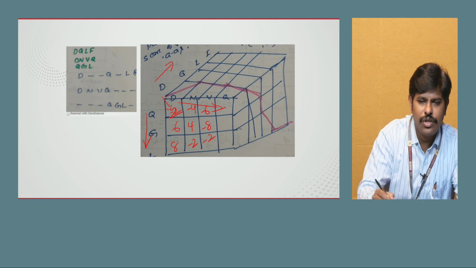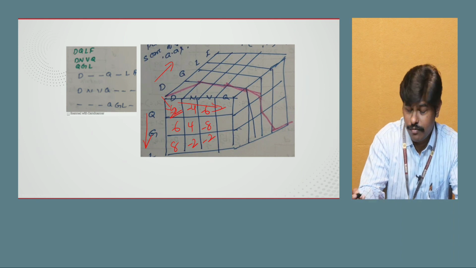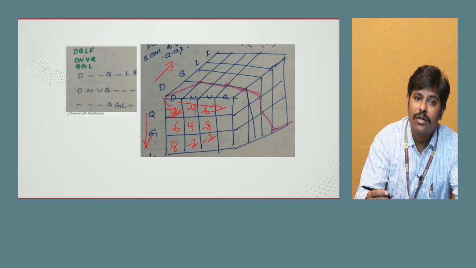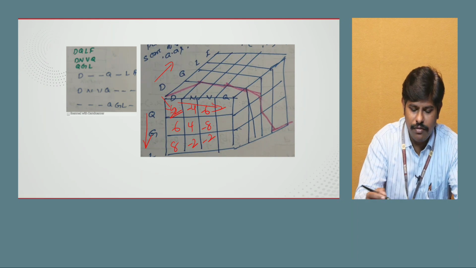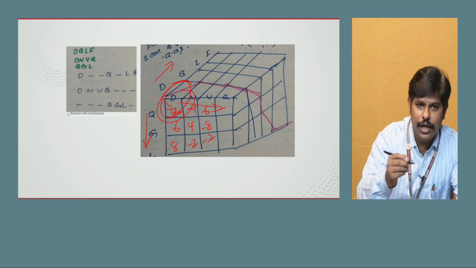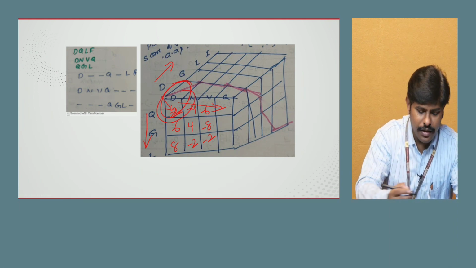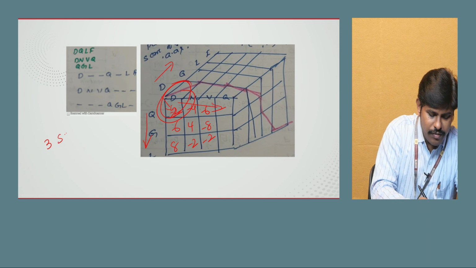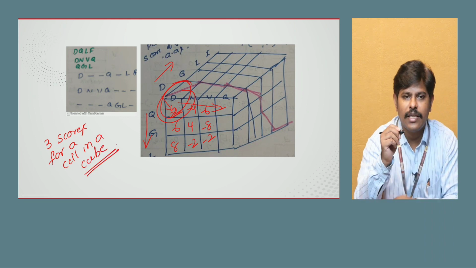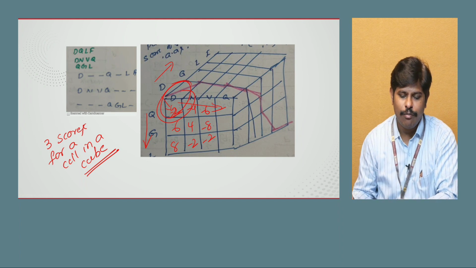So I can use the same Needleman-Wunsch algorithm approach to fill the sides here. Like this, all the cells are filled. But one thing should be noted: a cube has 3 sides, so there will be 3 scores for a cell in a cube, because of 3 sides and 3 different types of comparisons.